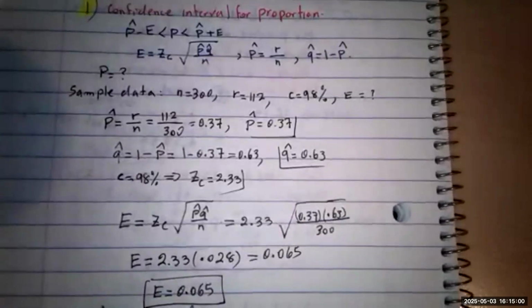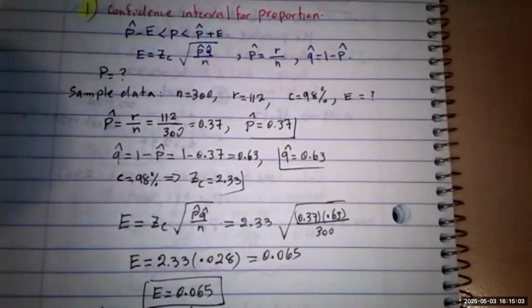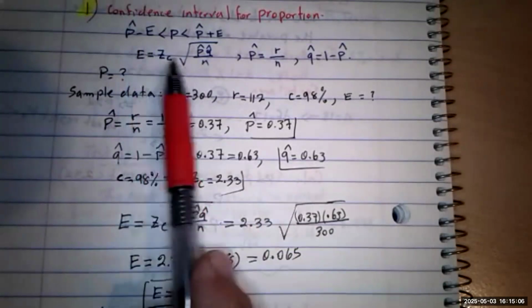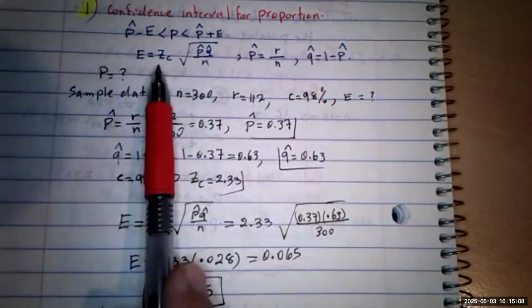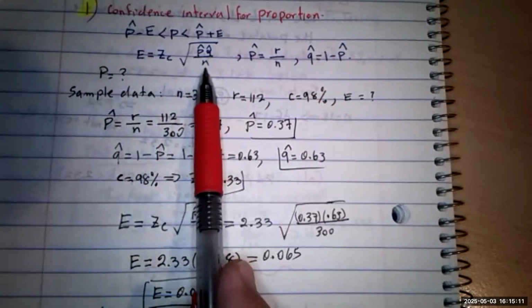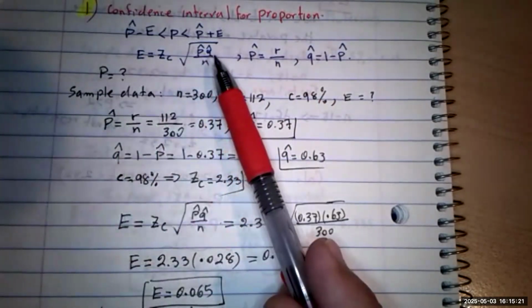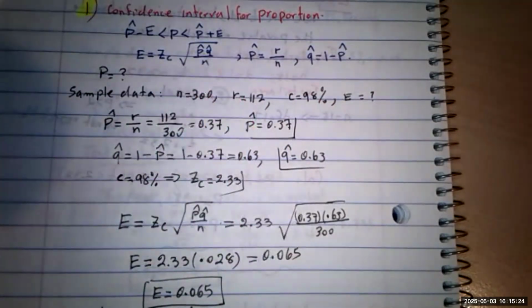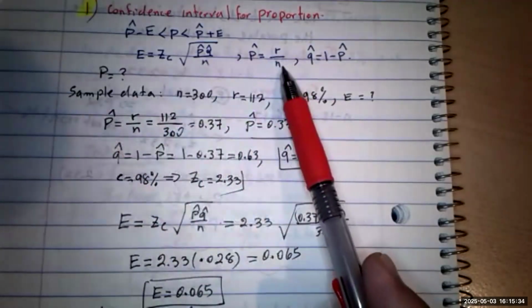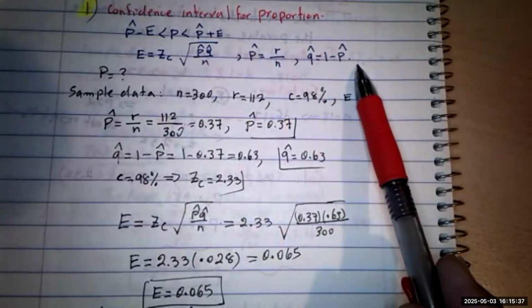This is the situation for the confidence interval for the population proportion. This is the formula. Remember, we need to find E. E is z_c times the square root of p hat q hat over n. It's like a binomial distribution, with p the probability of success and q the probability of failure. In your book, they call it p times 1 minus p, but we call it pq, which is the same thing. It's always the z-value. The p hat is r over n, and the q hat is 1 minus p hat.